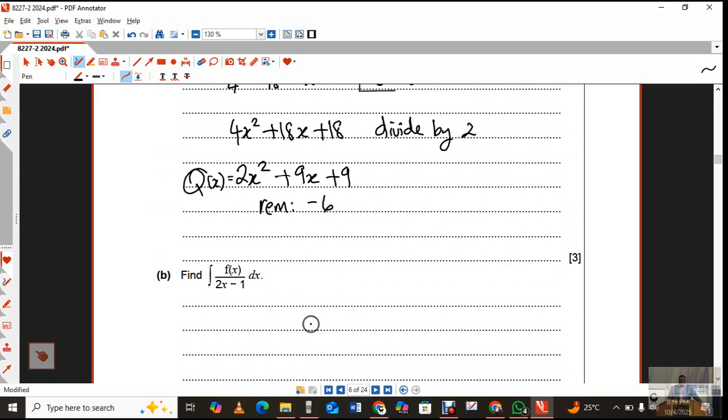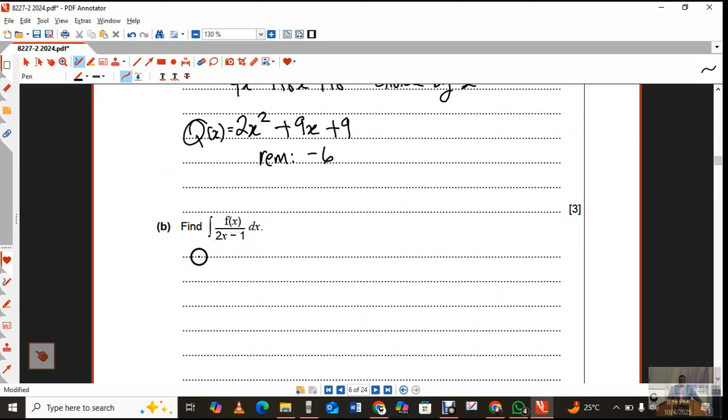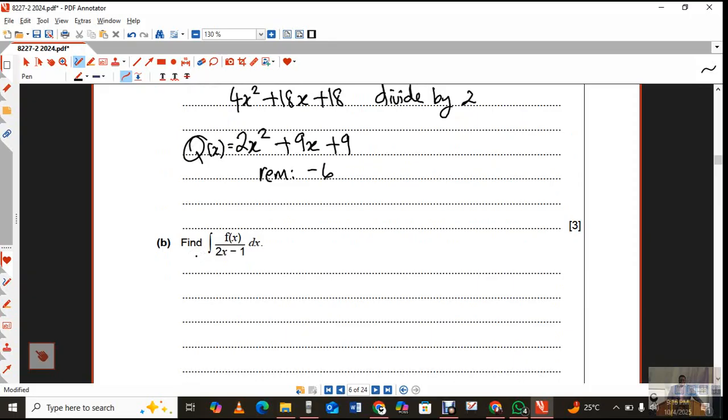Now, why is this part important? It's linked with integration, and it's actually very straightforward. Now that you know, if you divide f of x by this, we get 2x squared plus 9x plus 9, but we remain with 6, and we put it all over that 2x minus 1. That's what we do. All right, and we're going to integrate this with respect to x. So these two statements are actually exactly the same.